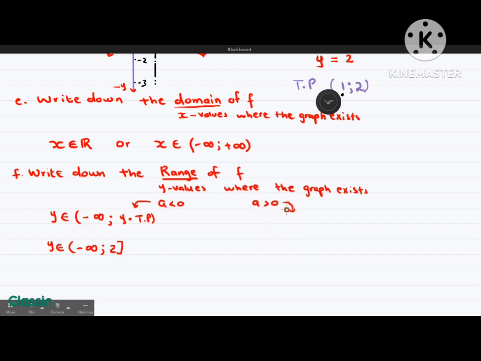But if a is greater than 0, the range will be y is an element, and you start by this. It's the opposite of the other one. You start from the y of the turning point until positive infinity. Then it goes like this. So this is how you determine the range and the domain of the parabolic function.